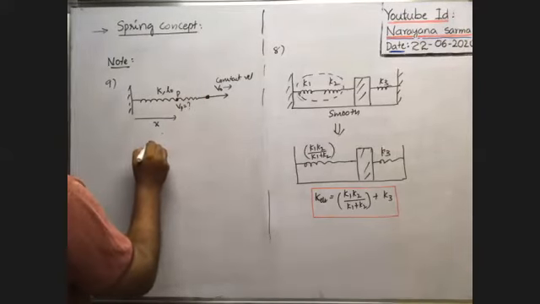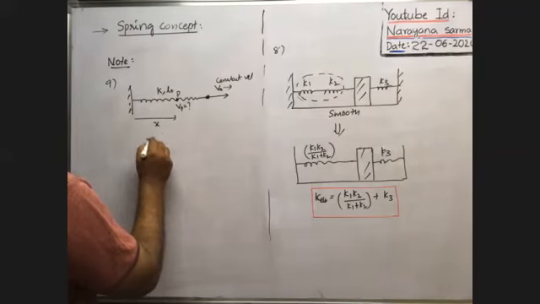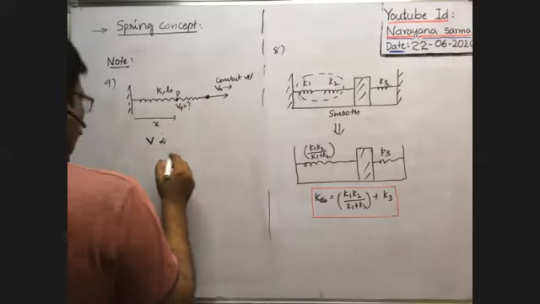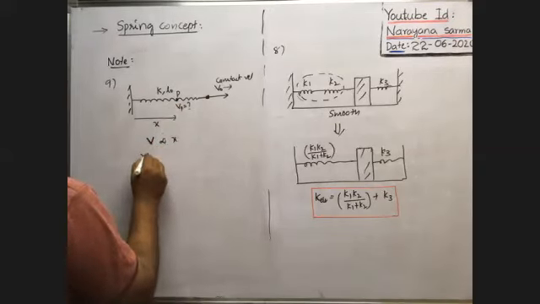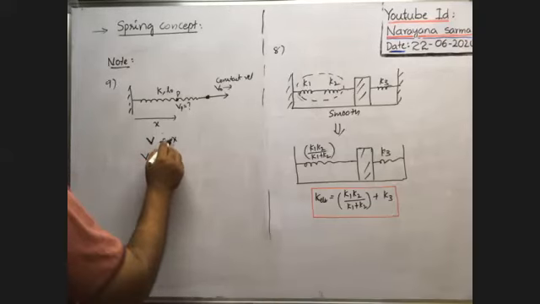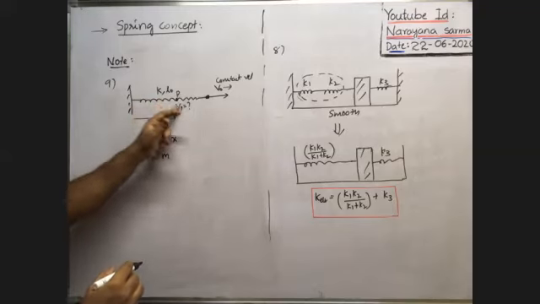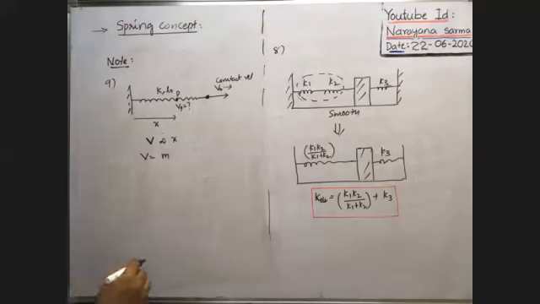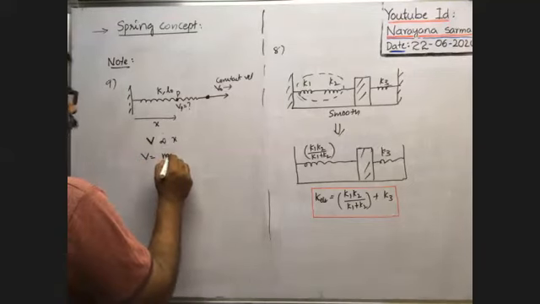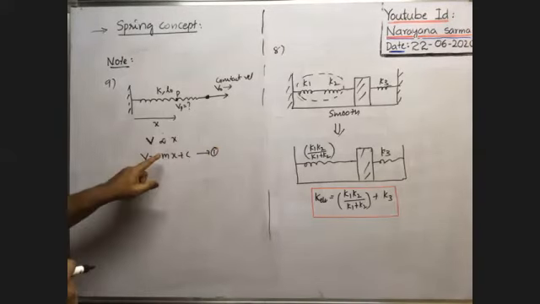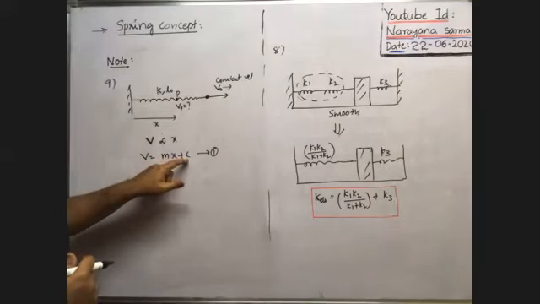So the velocity of any turn or any point in the spring is directly proportional to x, or v is equal to some proportionality constant. Here x is not extension. This x is the distance of the point from the fixed end of the spring. Sorry, v is proportional to x, or v is equal to mx plus c. This is equation 1. m is the proportionality constant, and some constant c is also there.